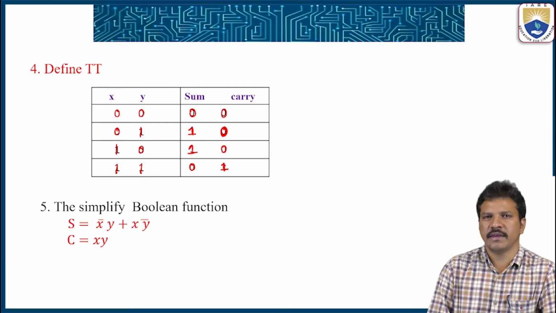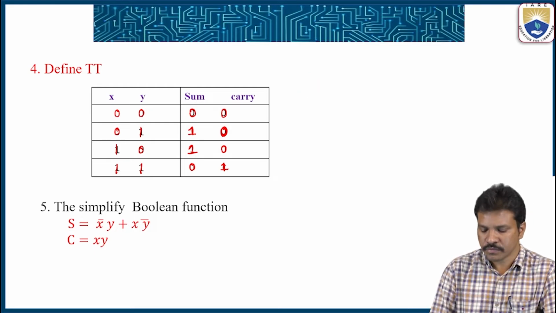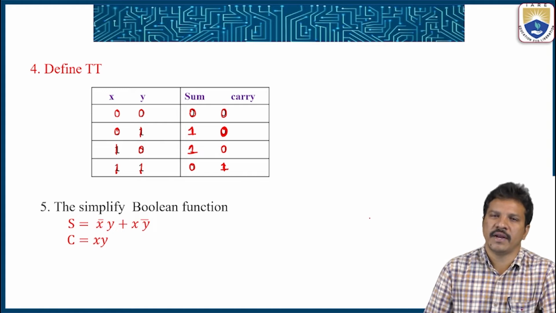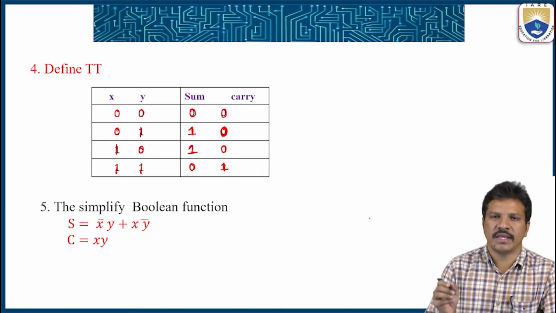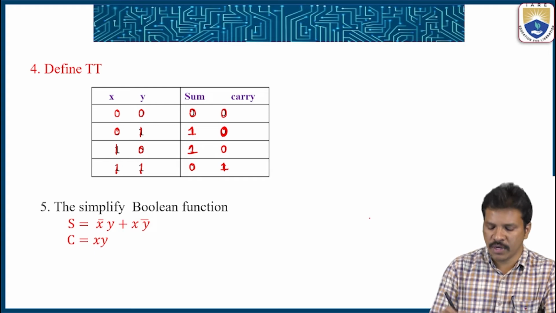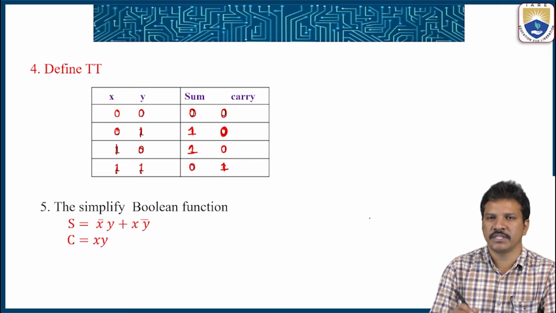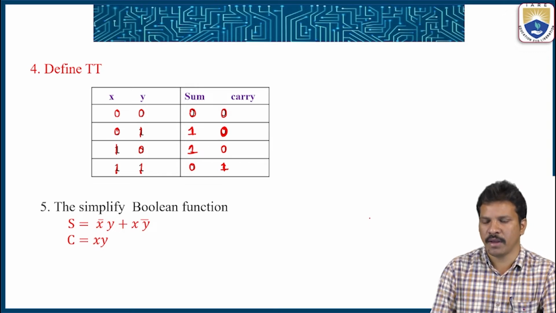Once we have defined the truth table, with the help of direct inspection, if the truth table is very simple, we can directly write down the Boolean function. Otherwise, we can go with the Karnaugh map. So I will go first with the simple inspection method, and then with the Karnaugh map.